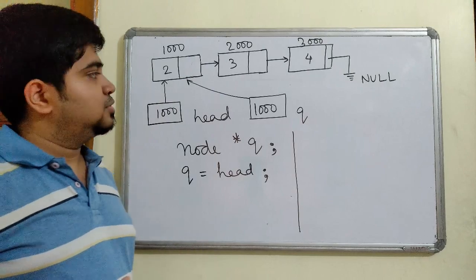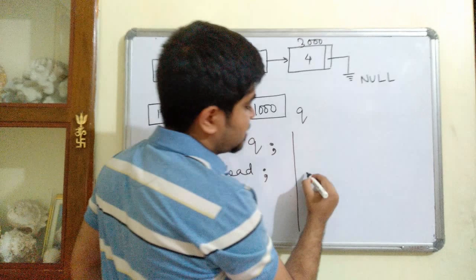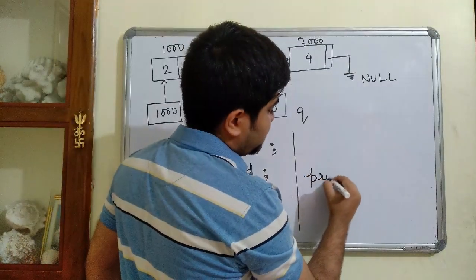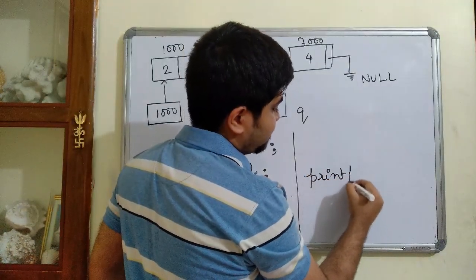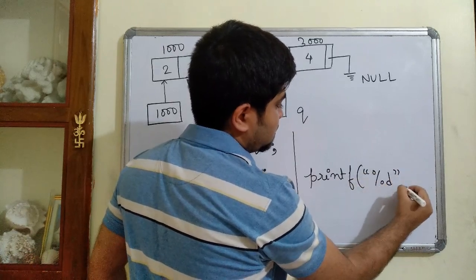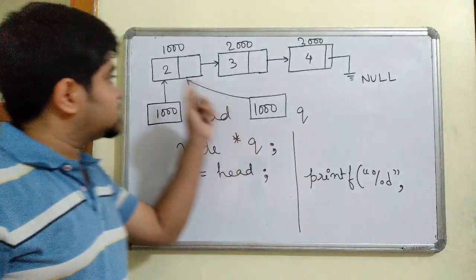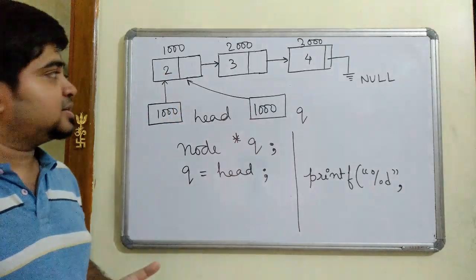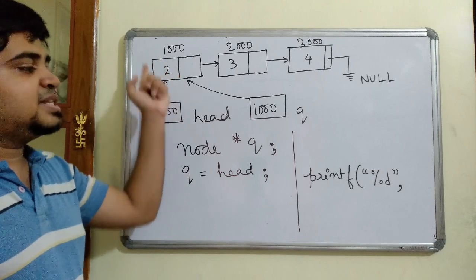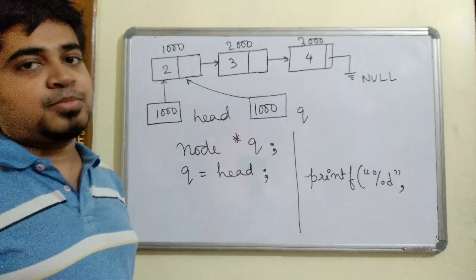Now I can print the content of q, right? So I am printing the content of q. printf %d, right? printf %d. Now this %d, why? Because we are printing the content which is an integer. And how do I print this? So this has two parts. One is the integer part and the other is a pointer part.